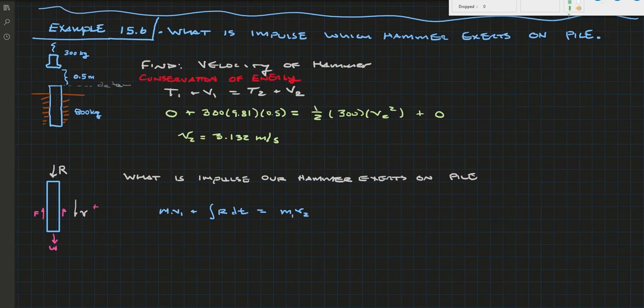Well, in this equation, we know what our mass is. We know what our initial velocity is. It's 0. So this relationship here goes to 0. And over here, we know what our mass is, but we don't know what our velocity is. And of course, we're trying to solve for this. So we have two unknowns here. So we need more information. We essentially need to figure out what the velocity is.